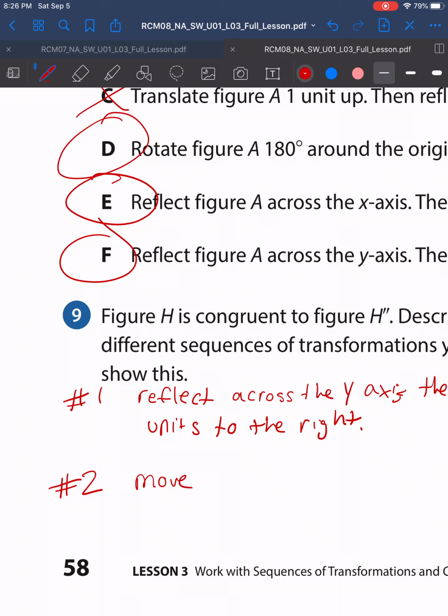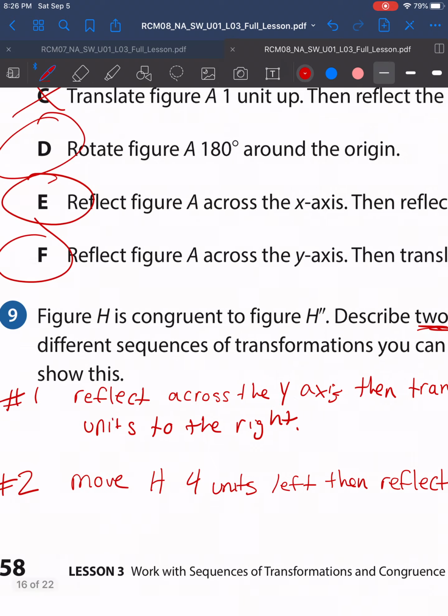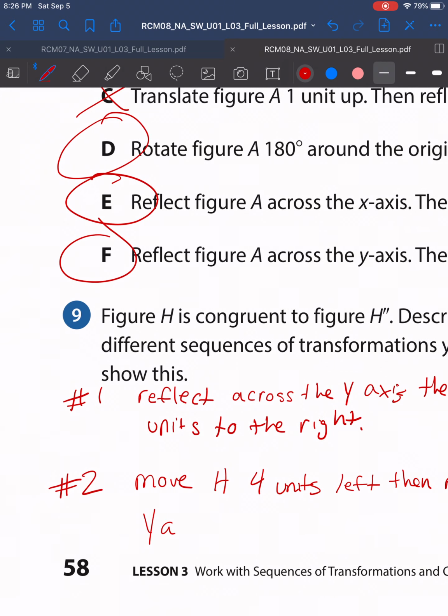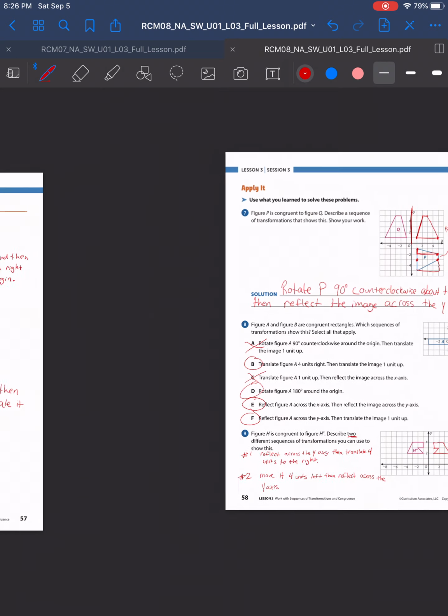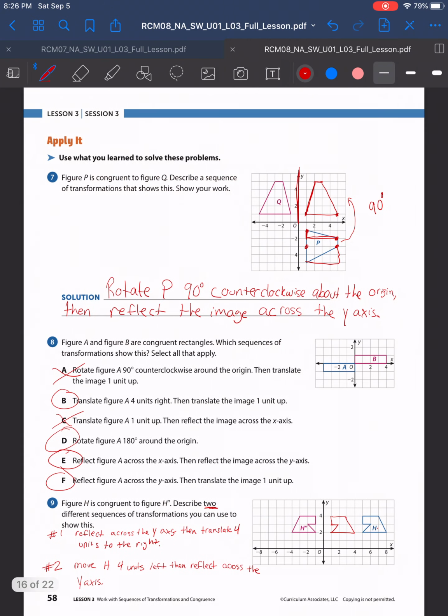Number 2. Move H 4 units left, then reflect across the y-axis.